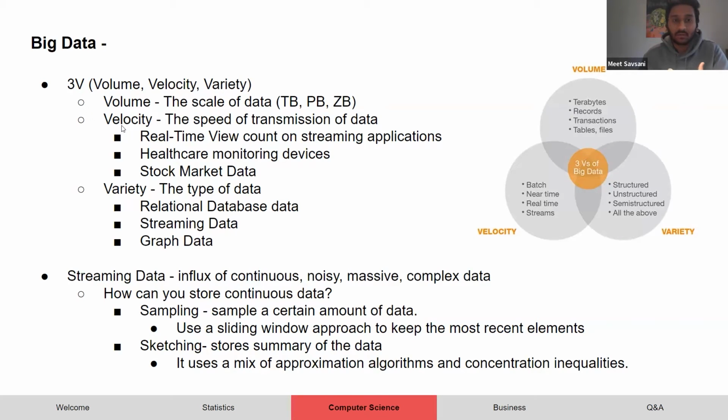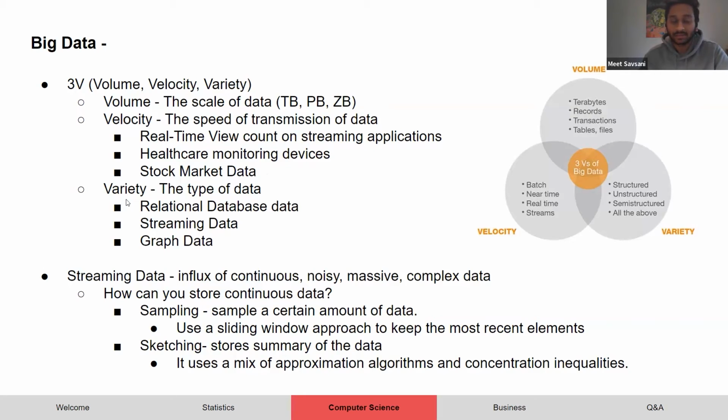Velocity corresponds to the speed of transmission of data, the speed at which your data is transmitted. For example, real-time queue counts of streaming applications. Other examples are healthcare monitoring devices and stock market data. These are all real-time data and they're pretty quick.